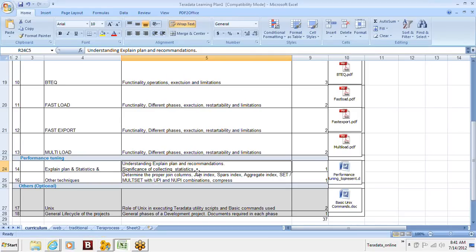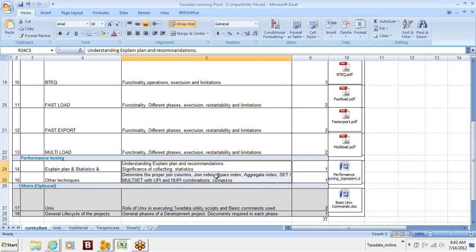Those techniques will be discussed here: how to see the explain plan, to understand what the SQL is doing, and how we can make the SQL optimized, and how we can implement our join indexes, sparse index, aggregate index, and the other indexes, which we call other indexes, used for optimization purposes. All these optimization-related indexing concepts, statistics, explain plan, and join strategies would be covered in performance tuning.